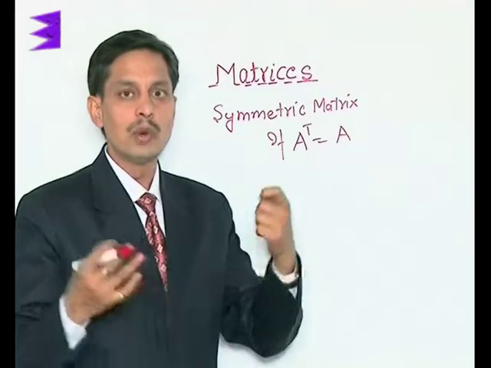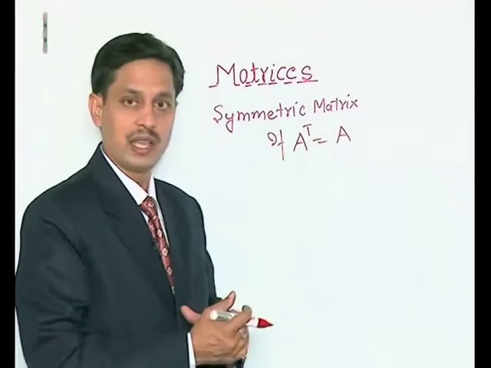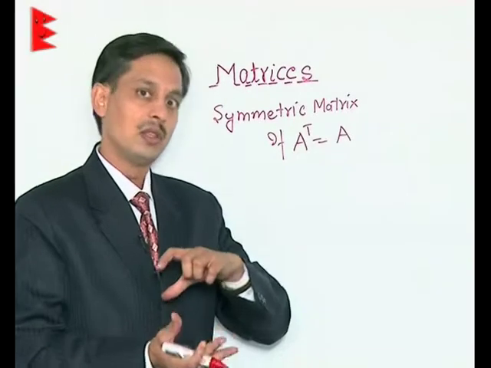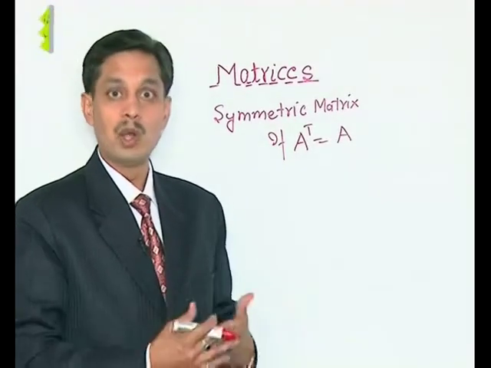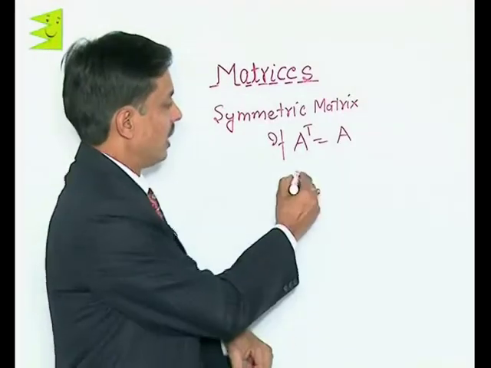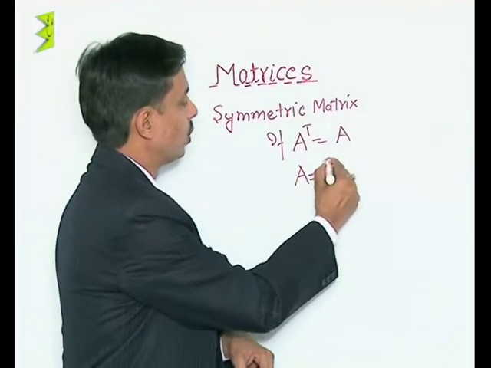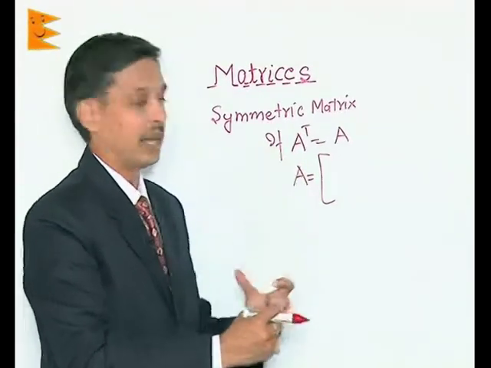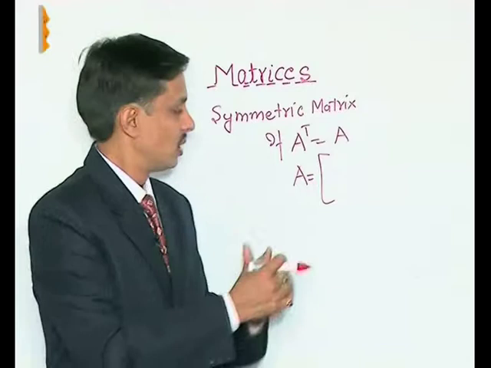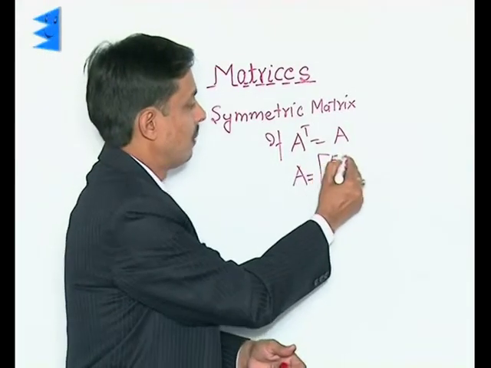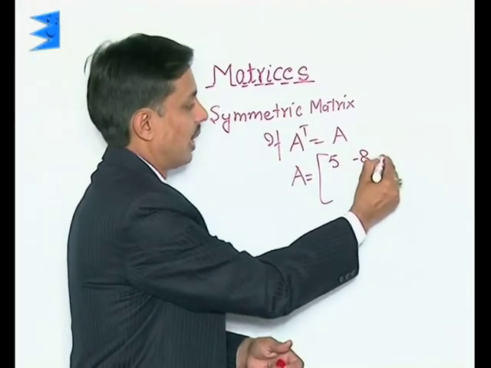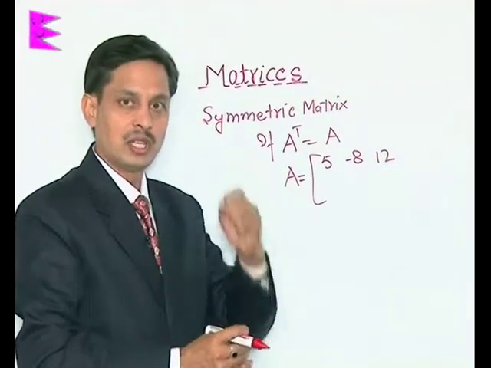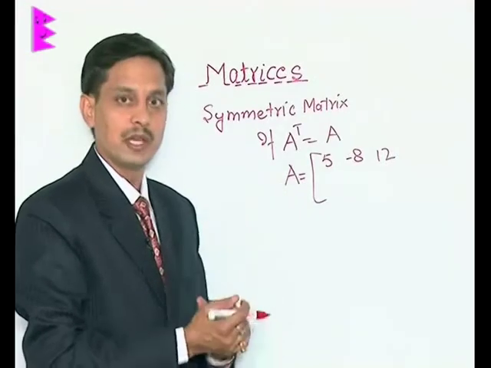There is a technique of writing a matrix which should be symmetric. The very first thing you must know is that it should be a square matrix, because if you take a rectangular matrix, then the new matrix so obtained will not be the same. Here I want to explain the procedure of writing any matrix which is symmetric. Suppose I have written here 5, here it is -8, and suppose it is 12. I want to write a symmetric matrix of order 3 by 3.